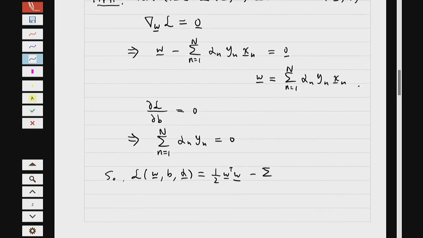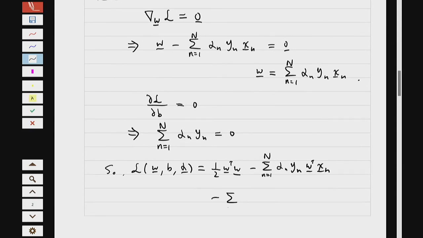And so I have the summation from n equals 1 to N of alpha n, y n, w transpose x n, and then minus the summation from n equals 1 to N of alpha n, y n times b, plus, and then finally that plus 1 term, I get the sum of alpha n, like that. So far I'm not doing anything yet, just breaking up that Lagrange function as defined. But now I can substitute these optimal solutions, W and b, inside this one.